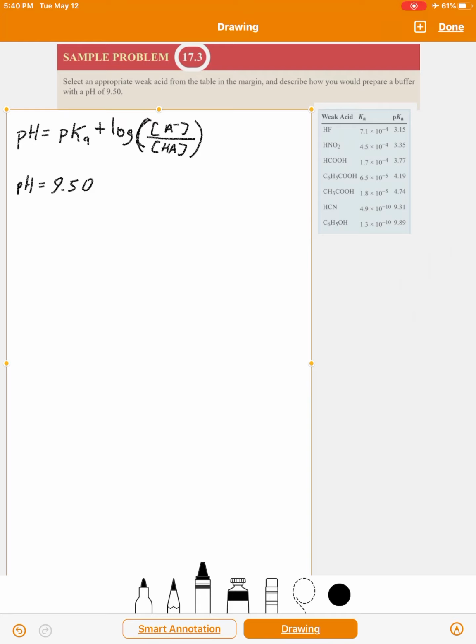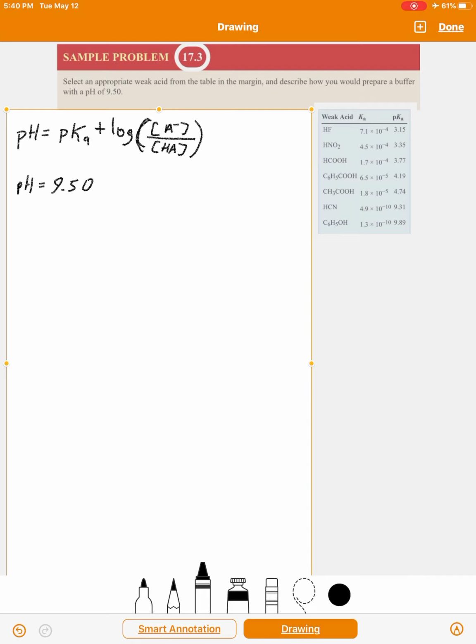Now, HCN is poisonous, it's toxic. People really don't want to use it in the laboratory, so it's an interesting problem that they picked an acid that no one really wants to work with. It's a very dangerous acid. But in any case, we'll go with what they're asking. So we're going to pick the HCN because it has a pKa of 9.31.